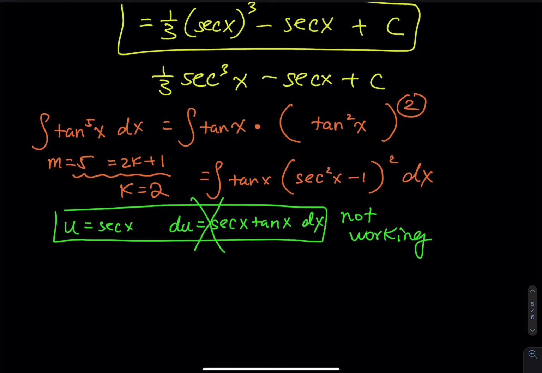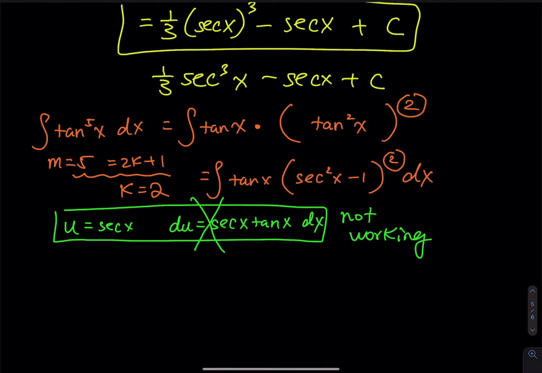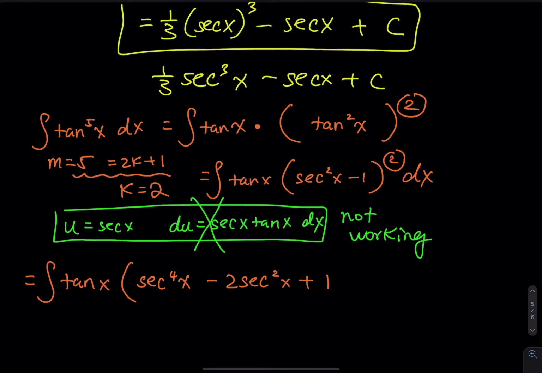Now, we just encountered a problem that is not stated in the cookbook recipe. What do we do? Let's try to open up the square. Let's try to open up which square? Let's try to open up this square. So we have an integral and then a tangent. After you open up that square, you have secant to the fourth power x minus 2 times secant square x, and then you add 1 to it, and then dx.